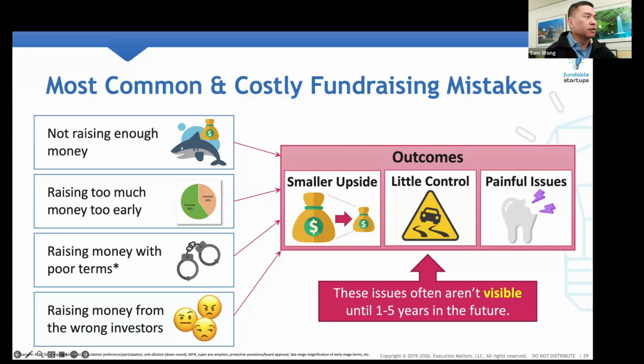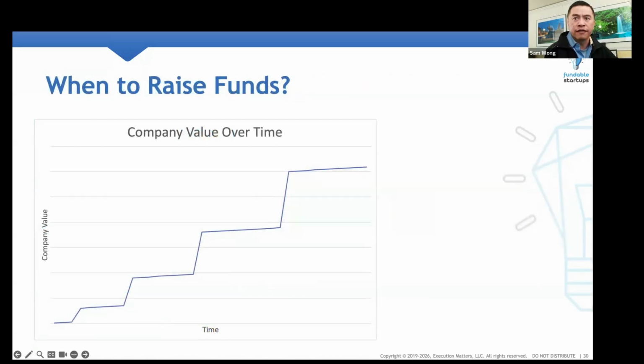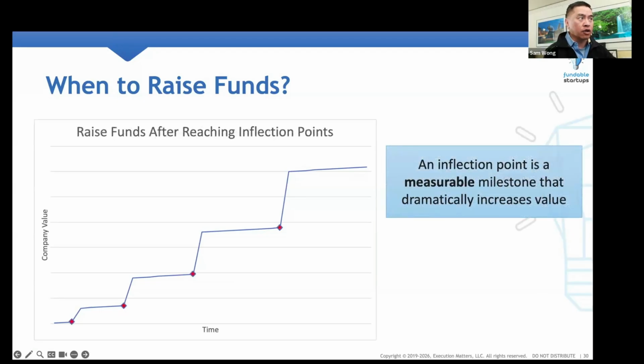So, in terms of the fundraising approach, the anchor of the fundraising strategy is when should you raise funds? This slide shows the company's valuation growth over time. It is not a smooth curve. It is a stair step. And that stair step is anchored by inflection points. An inflection point is a measurable milestone that dramatically increases your value.